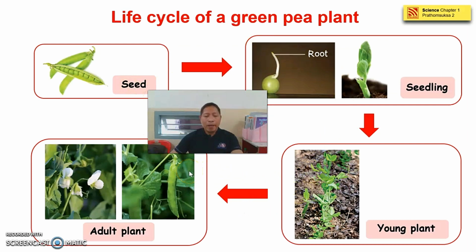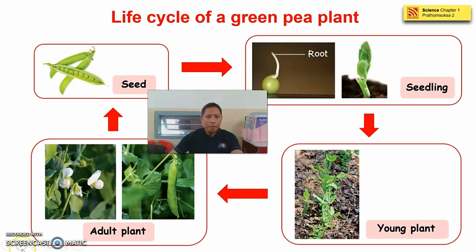Even in the other plants, there are cycles. It begins with the seed. It processes to become seedling, young plant, and adult plant. Flower first and then become fruit, and will become again seed.